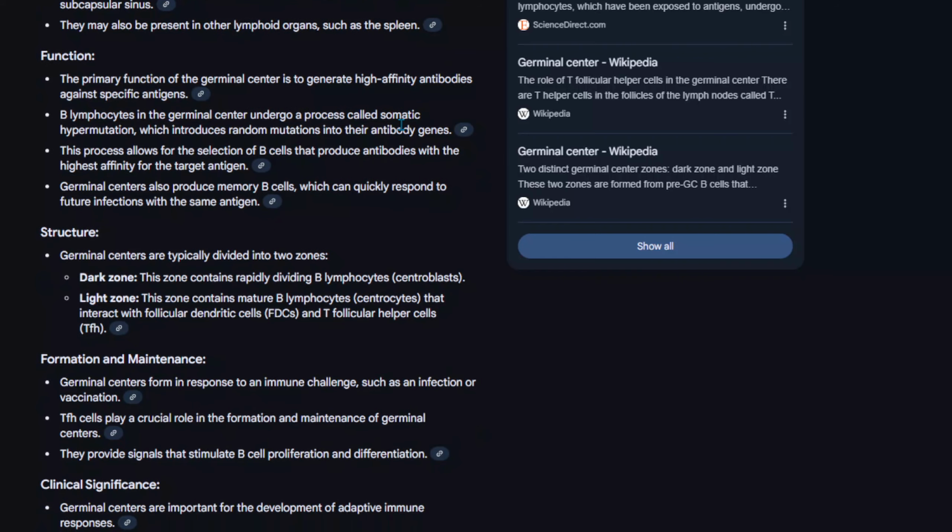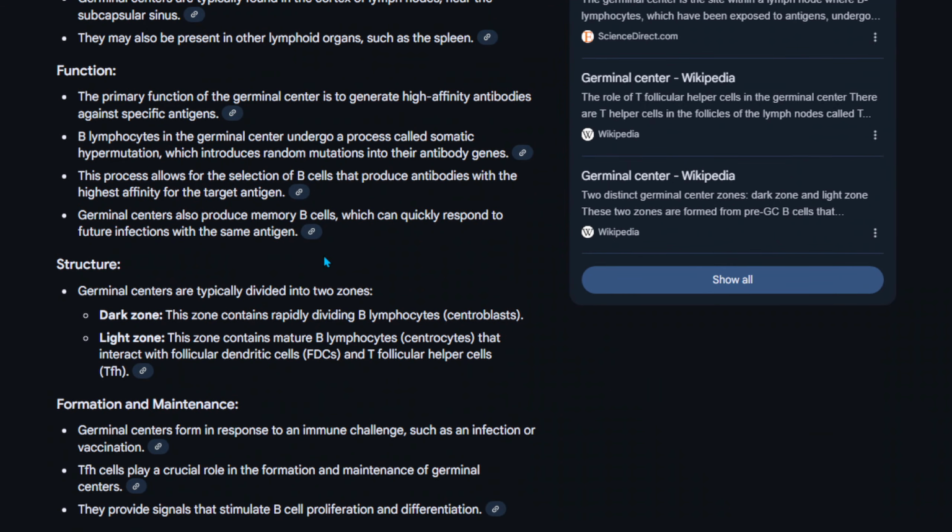So the primary function of the germinal centers is to generate high affinity antibodies against a specific antigen. B lymphocytes in the germinal centers undergo a process called somatic hypermutation, which introduces random mutations into the antibody genes. This process allows the selection of B cells that produce antibodies with the highest affinity for the target antigens.